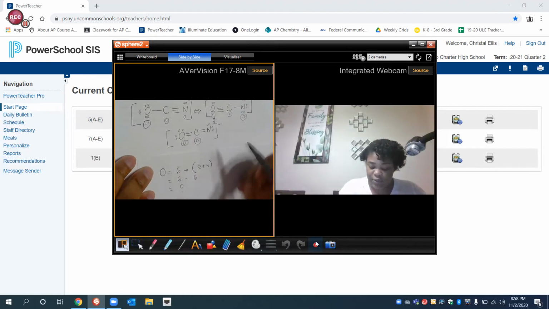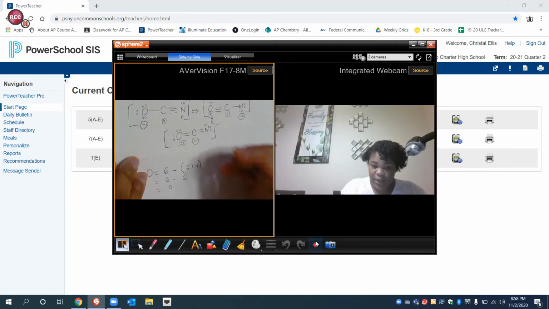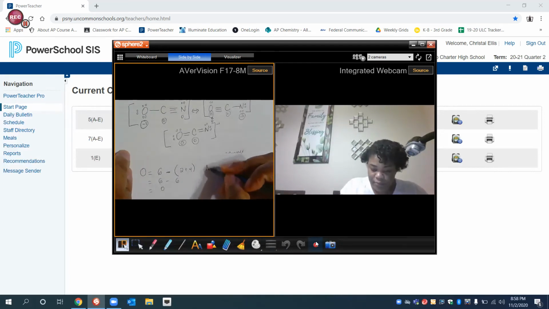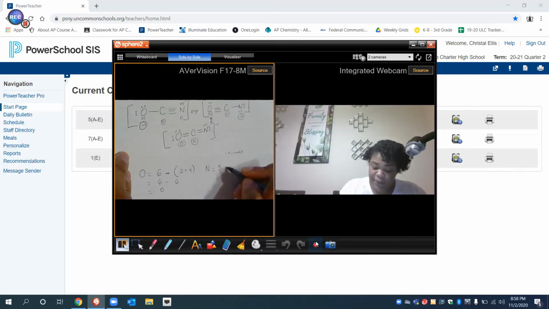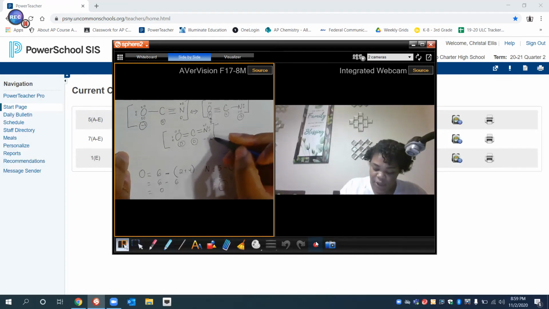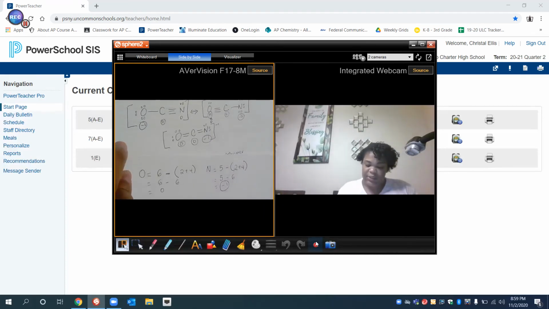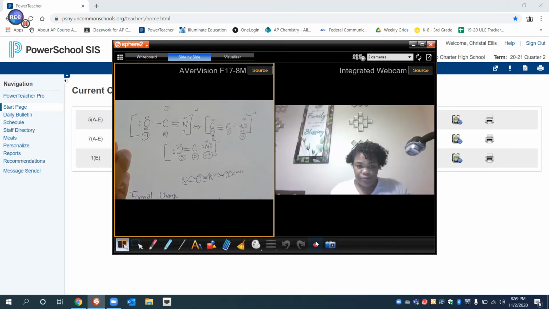And then nitrogen is in group 5, so it has 5 valence electrons. In this example, there are 1, 2 bonds and then 4 dots. So that's 5 minus 6 is equal to negative 1. So the formal charge of the nitrogen is a negative 1.